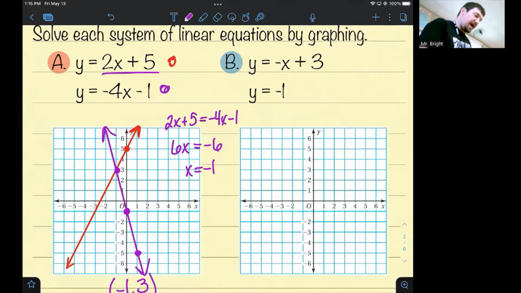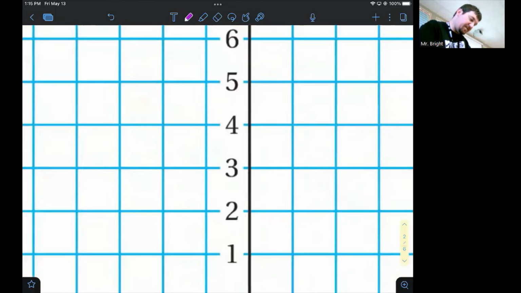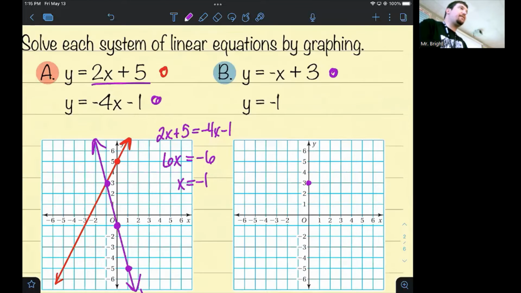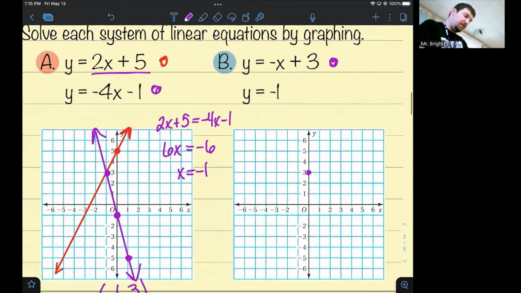On the other one, we'll do the top line in purple, y equals -x plus 3. Oliver, what's our y-intercept there on that top equation? It is 3, okay. So we'll put a point right there. And then -x. Jimmy, what's the slope of that? That's right, -1 over 1.